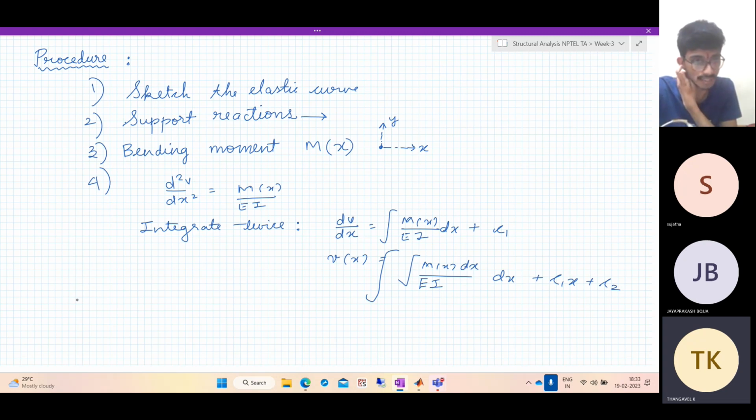Now we have the unknown constants which you have to determine using boundary conditions. So you'll have boundary conditions, and in some cases, you will also have continuity conditions.